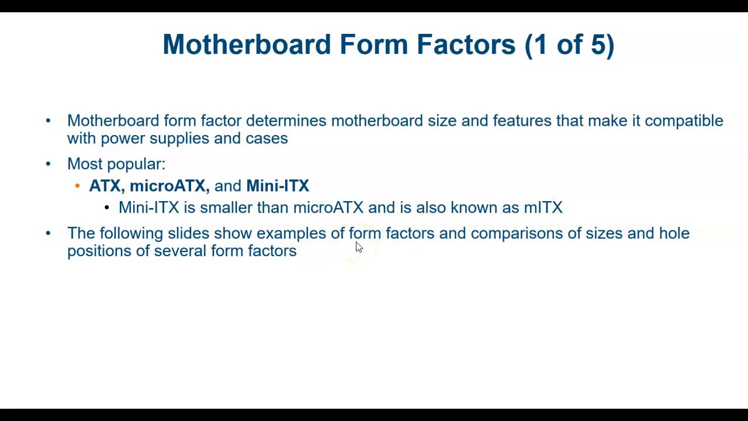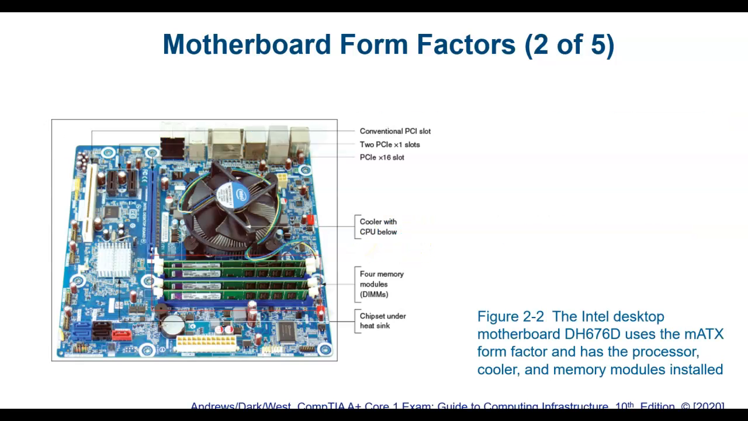The following slide shows examples of form factors and comparisons of size and hold positions of several form factors. This is the Intel M-ATX form factor with the processor, cooler, and memory modules installed. See, here's your conventional CPU socket, and 2 PCIe expansion slots right here. Cooler with the heatsink, and the CPU is below. Full memory DIMMs. This is the main power connector. Another heatsink, with the chipset underneath that.